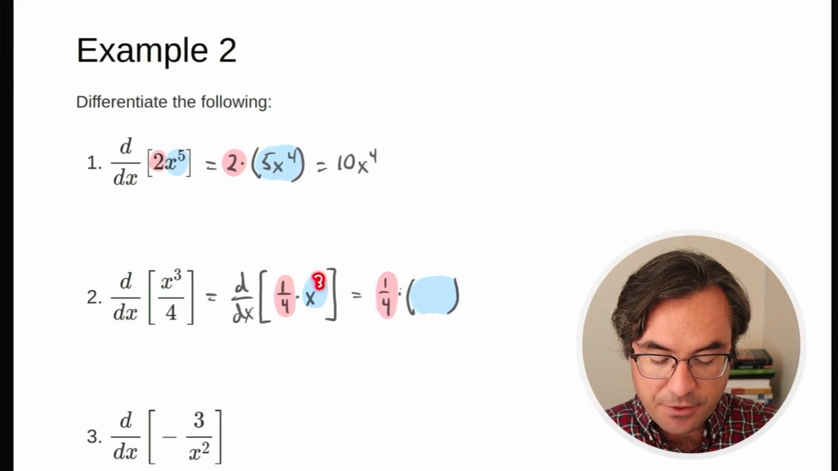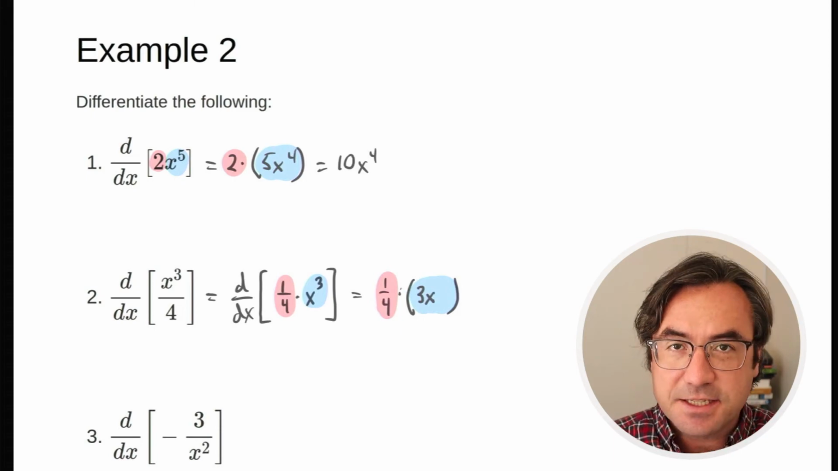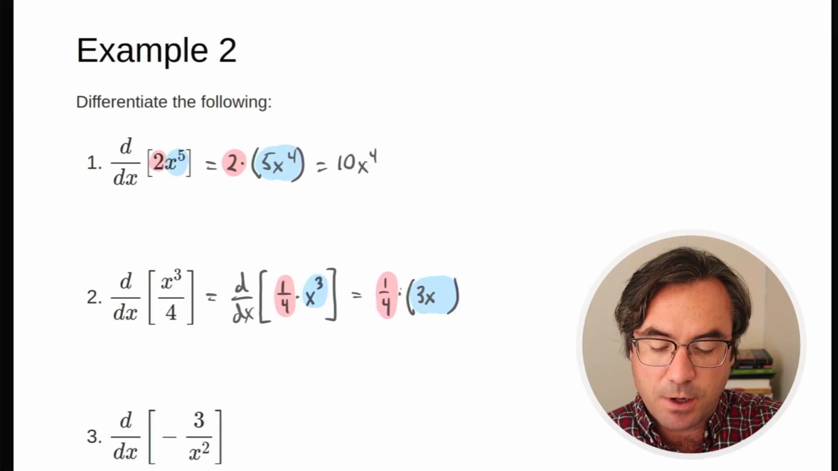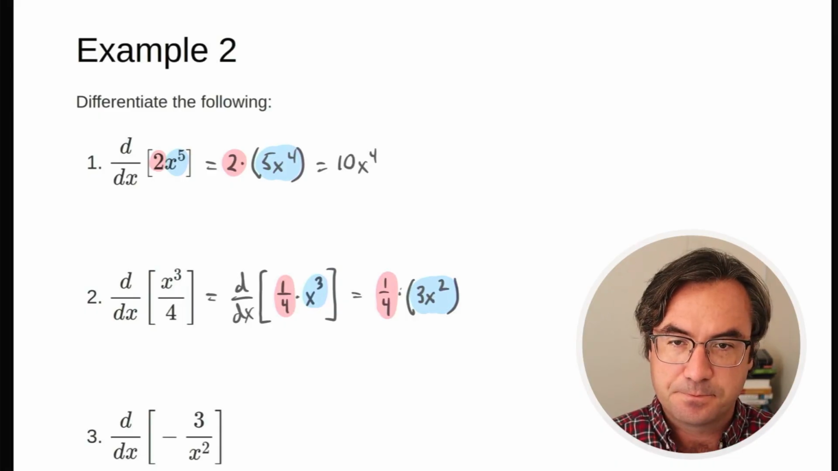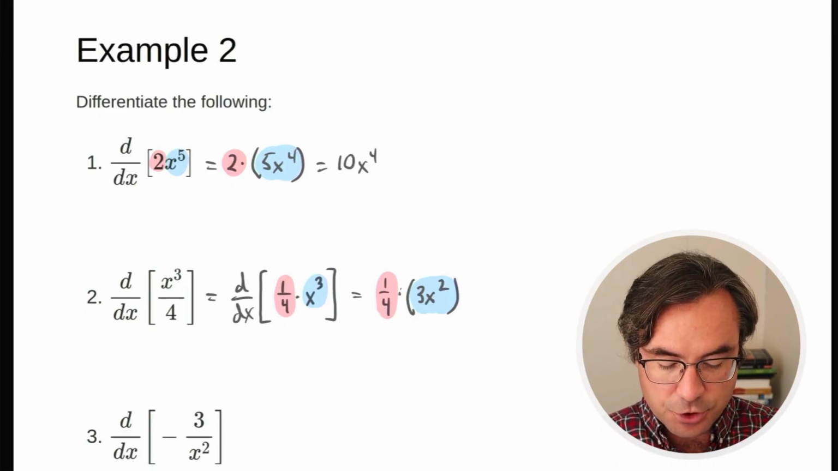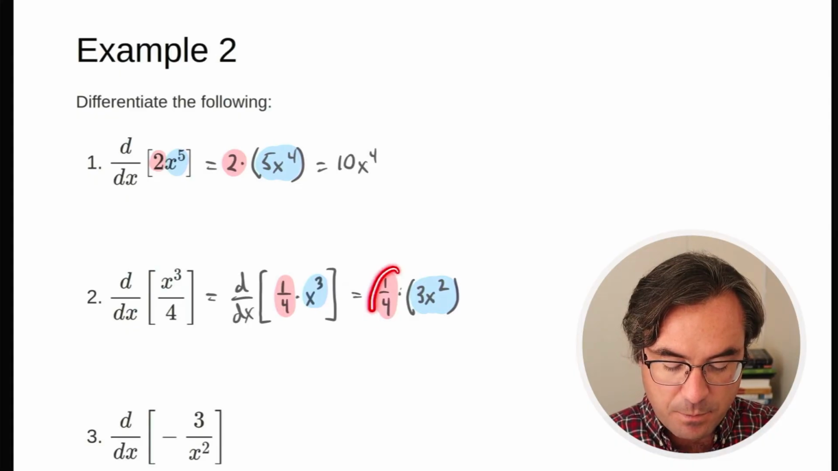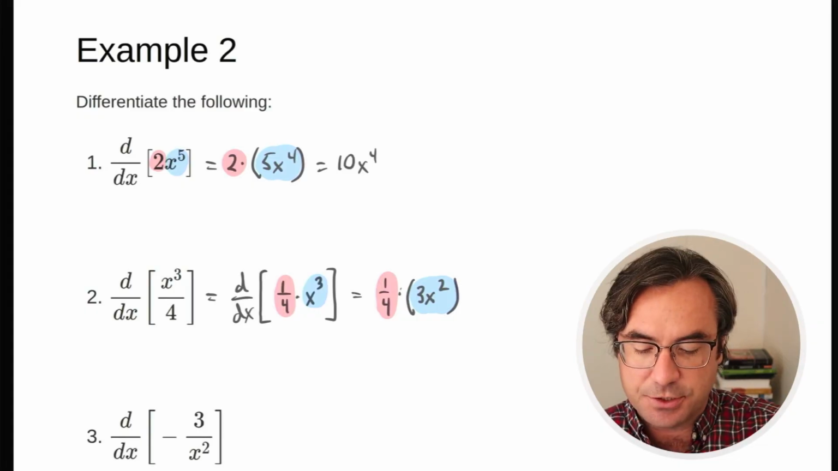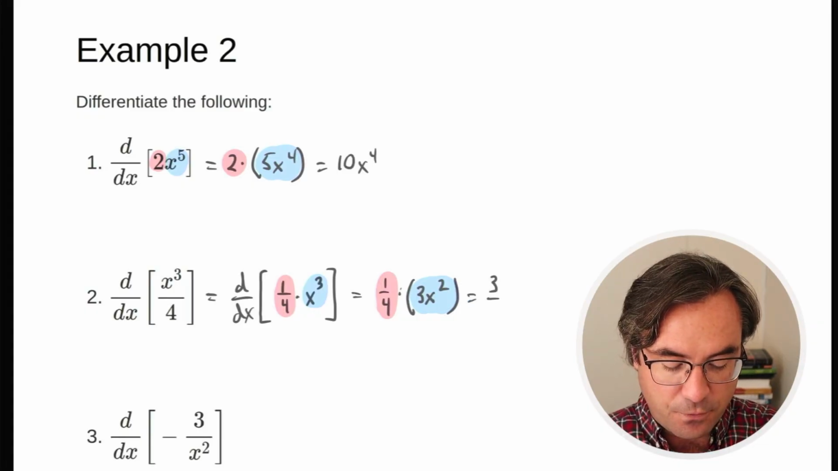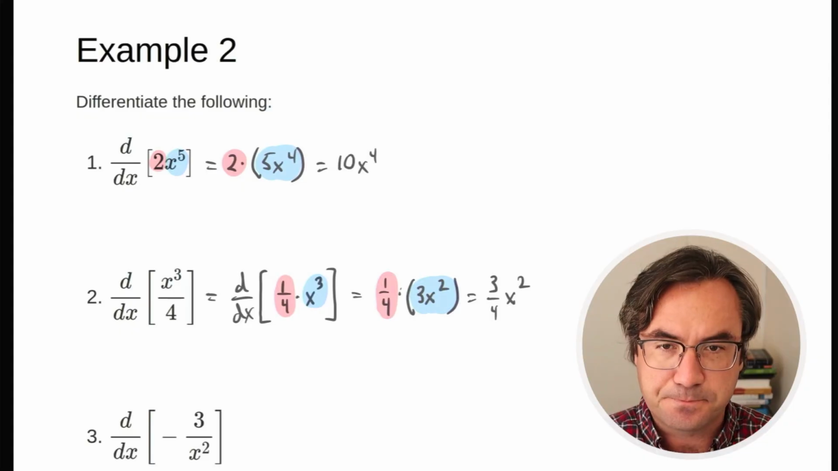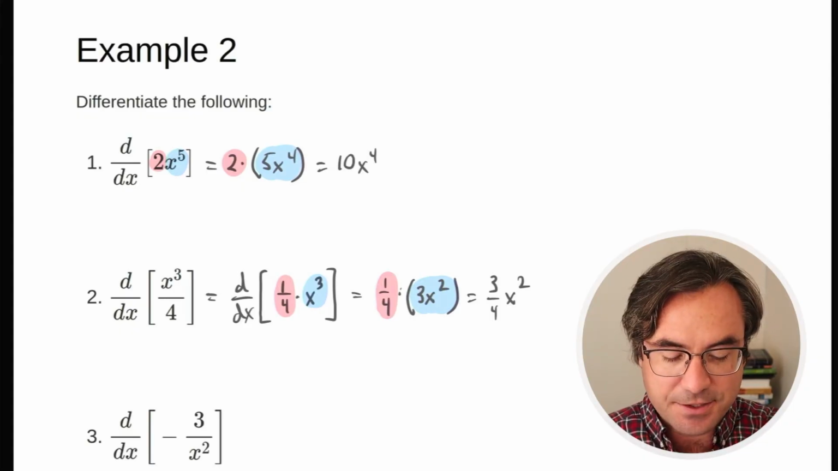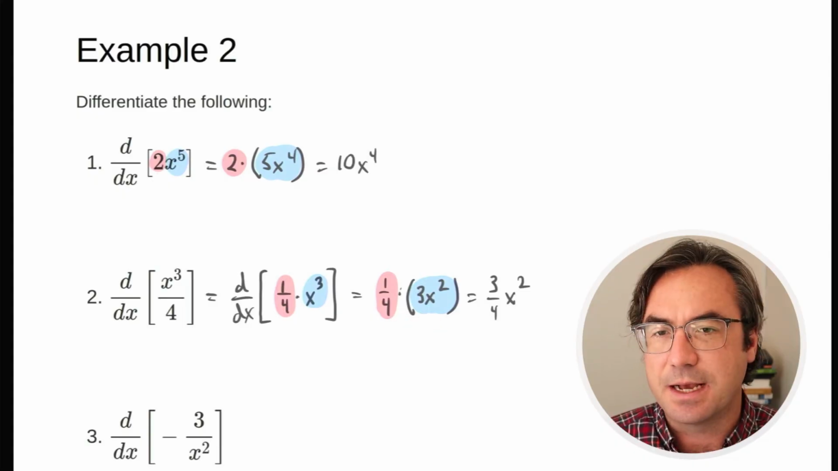So we bring down the 3, put it in front of the x, keep x the same, and then we're going to subtract 1 from the exponent. So 3 minus 1, 2. And usually a good idea when you have multiple constants out in front multiplying each other, actually do the multiplication. So we could write this as 3 over 4, and then our x squared. And like I said, once you get the hang of this, you're probably not going to show these middle steps.